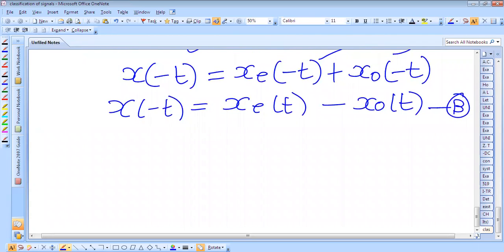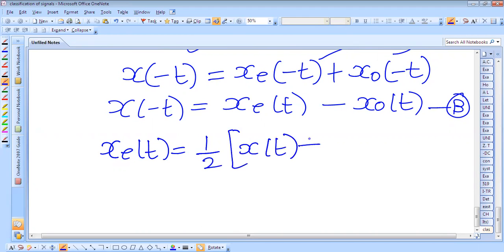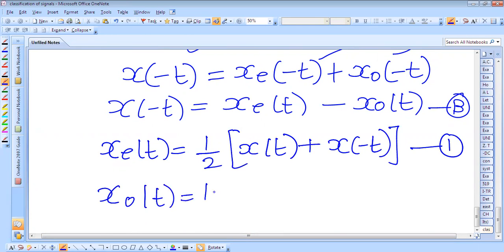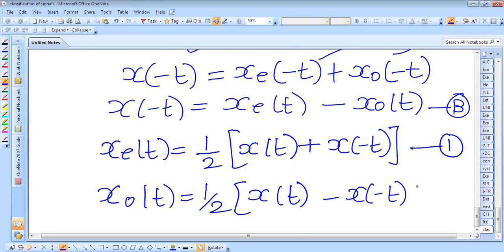So by adding these two equations, we will get xe of t is equal to half into x of t plus x of minus t. This is equation one condition, and by subtracting equation a and b, we will get xo of t is equal to half into x of t minus x of minus t.